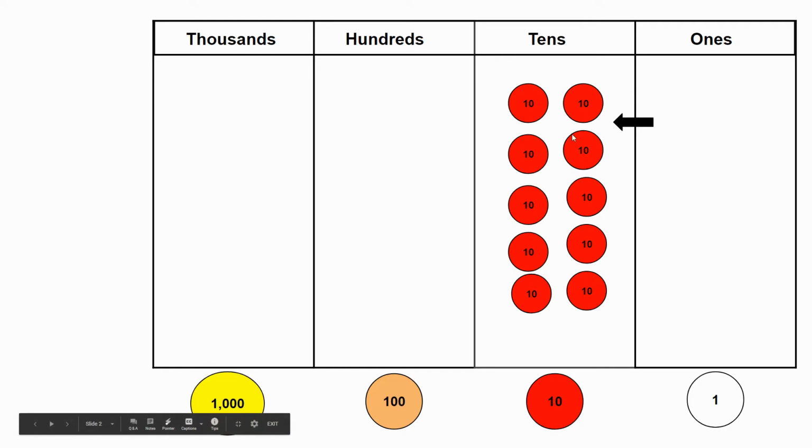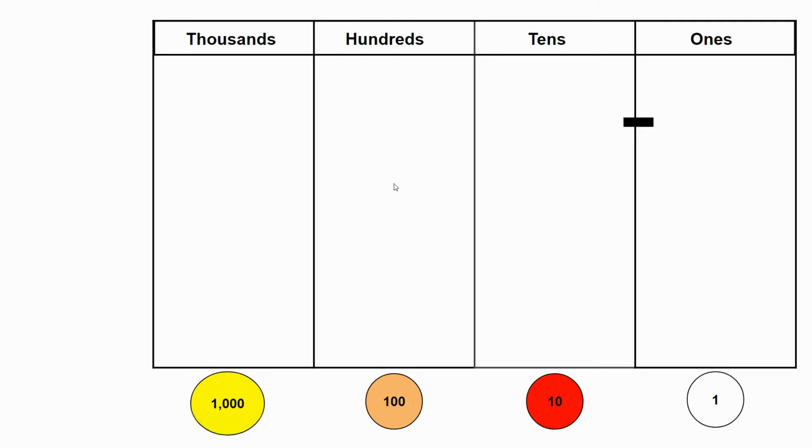So we need to trade these 10 groups of 10 for 100. Let's trade it. Here we go. Ta-da! That's our 100 place value disk. We trade our 10 groups of 10 for 100.